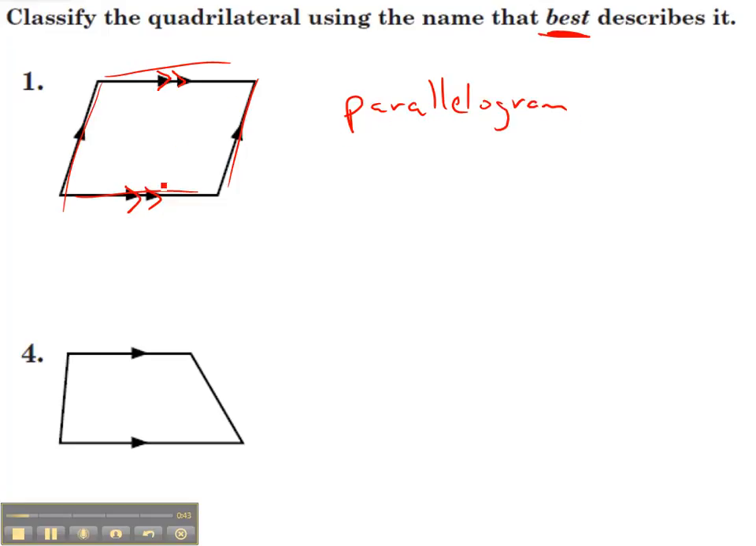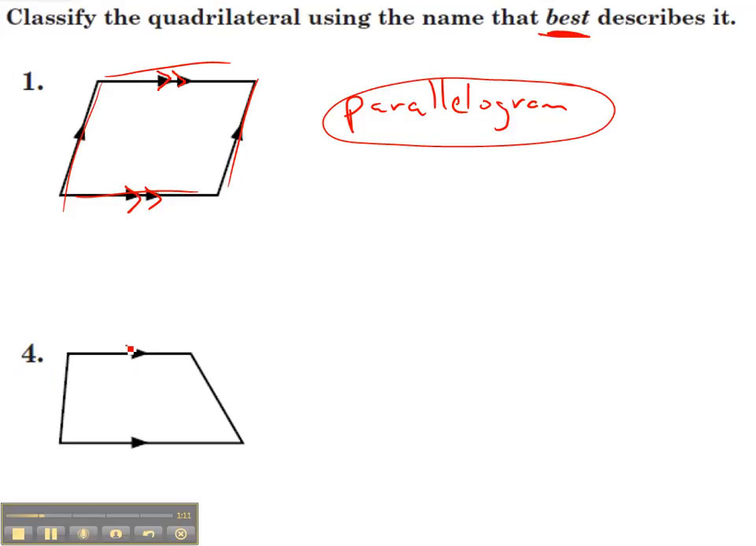If all 4 sides were congruent, then it would be a rhombus, but they haven't told us that. It looks like they might be close to the same length, but we don't know for sure, so we can't assume that. Also, if the angles were 90 degrees, it would be a rectangle, but the angles certainly don't look like 90 degrees, and they haven't put the 90-degree symbol there, so there's no reason to think that they're 90 degrees. So the most specific name we can give this quadrilateral is parallelogram.